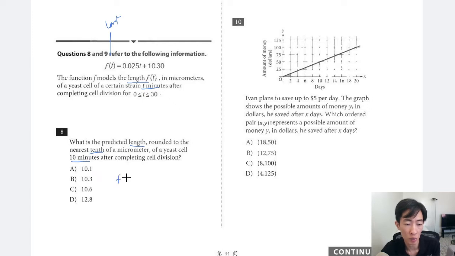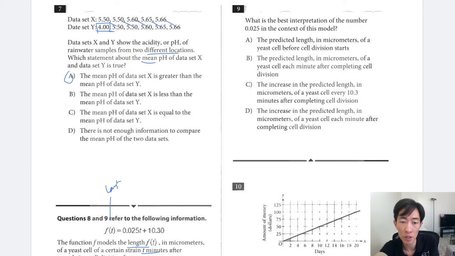We've got, technically speaking, f of 10 equals 0.025 times 10, because that's the number of minutes, plus 10.30. Multiply anything by 10, you move the decimal place over 1, so that becomes 0.25 plus 10.30. 0.25 plus 0.30 is going to be 25 plus 30 is 55, so that's going to be 10.55. And rounded to the nearest tenth, we go up, so 10.6.